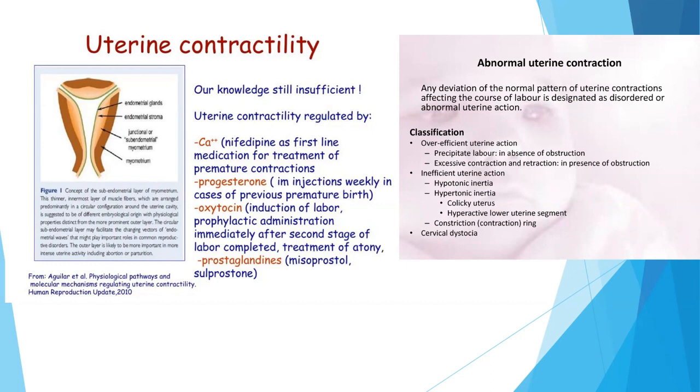So, if there is any deviation of the normal pattern of uterine contractions affecting the course of the labor, it is designated as a disorder or abnormal uterine action. It can be due to over efficient uterine action, for example precipitate labor in absence of obstruction, or excessive contraction and retraction in the presence of obstruction. Or inefficient uterine actions, for example, hypertonia, or constriction ring, or you can also say Bandl's ring, or it can be due to cervical dystocia.